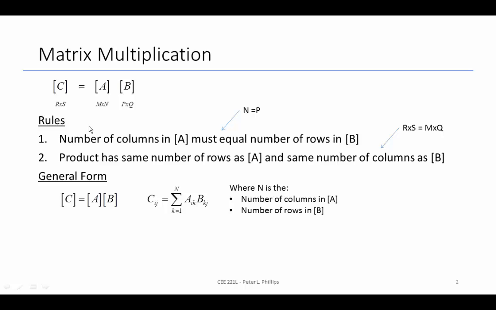Rule number one is that the number of columns in A, which is n here, has to equal the number of rows in B, which is P. And then the product has the same number of rows as A and the same number of columns as B. So if we can multiply A times B, R will end up being M and S will end up being size Q. The general form here is a summation of the products of A_ik times B_kj, where n is the number of columns in A, which is also the same as the number of rows in B.